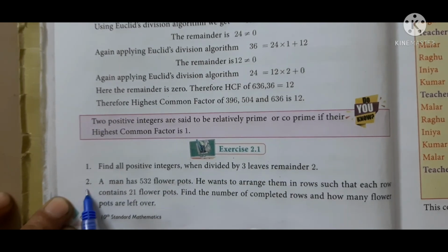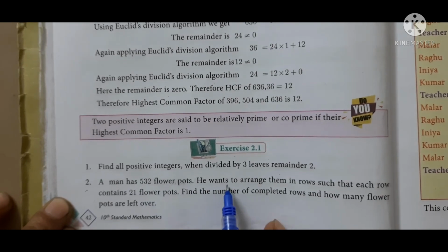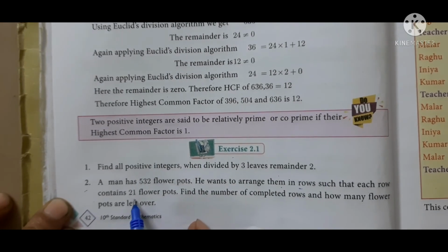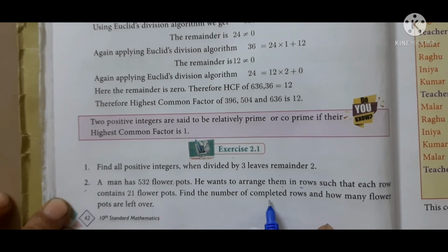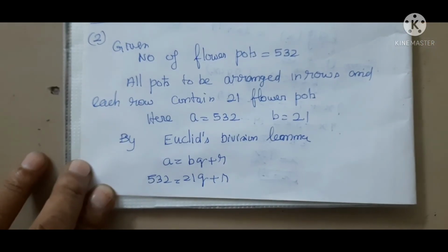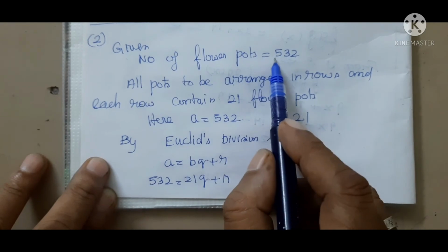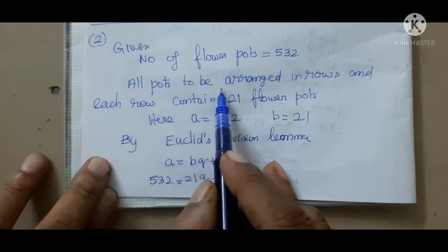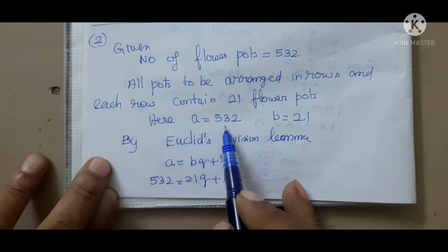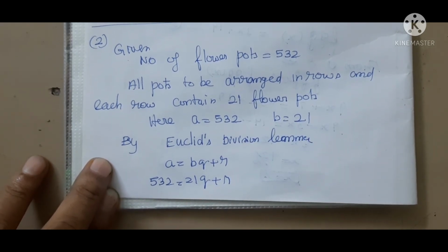Exercise 2.1, sum number 2. A man has 532 flower plots. He wants to arrange them in rows such that each row contains 21 flower plots. Find the number of completed rows and how many flower plots are left over. Given the number of flower plots is 532, all to be arranged in rows with each row containing 21 flower plots. Here a is 532 and b is 21. a is the dividend and b is the divisor.